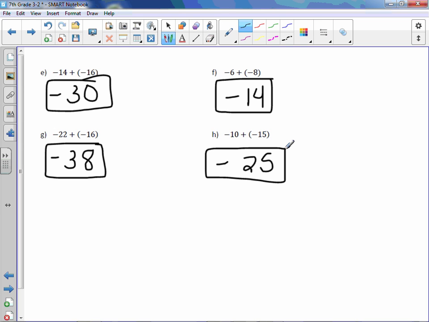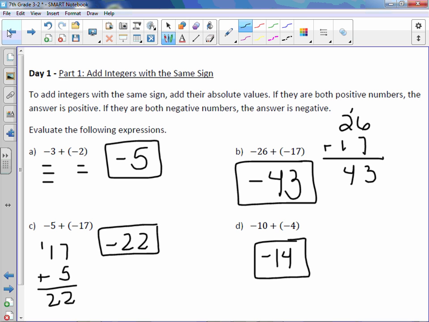Same sign sum. If they're the same sign, you add. In fact, write that up here. Same sign sum. If they have the same sign, you add them. Sum means addition. Same sign sum.